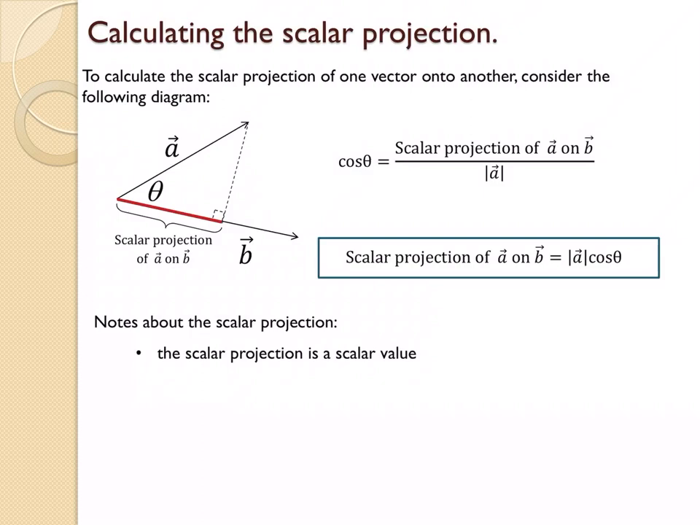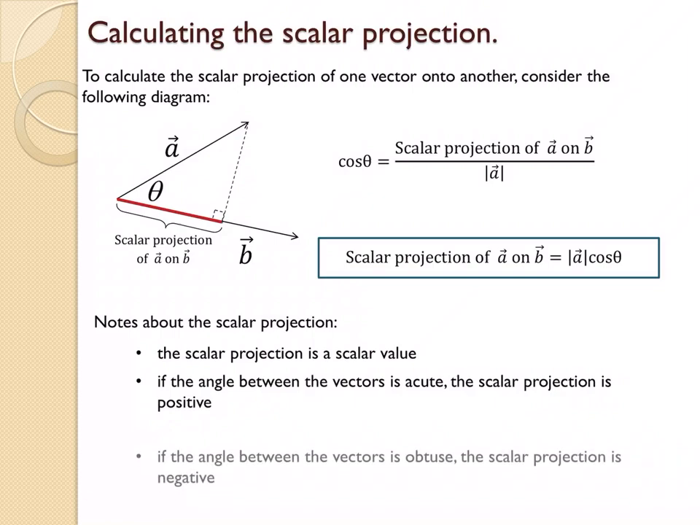Some notes about the scalar projection. The scalar projection is a scalar value. That's why it's called scalar projection. You're going to get a number here. You're going to get a length of that shadow, like a 5 or a 2 or a 7.8, whatever.